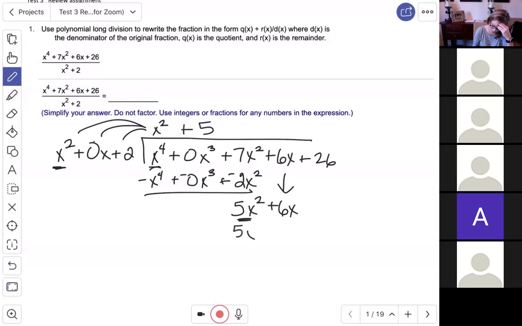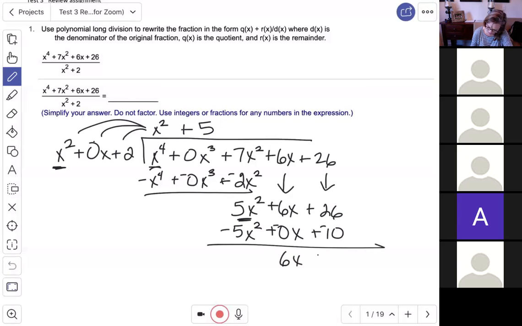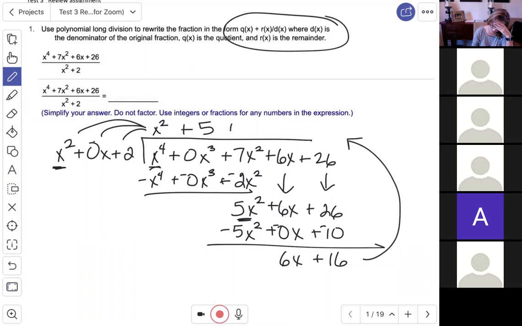Right? And the same thing like before, multiply 5 by everything. We get 5x squared, 5 times 0, and then 5 times 2 is 10, which means we have this extra place, which means we could have brought the 26 down there if you need it. One more step and we're done. Subtract by changing every sign and then add. So we get 0, 6x, and 16. This is my remainder, 6x plus 16. The way they're going to want you to write it is the quotient, which is x squared plus 5, and you'll say plus 6x plus 16 divided by what you divided by.